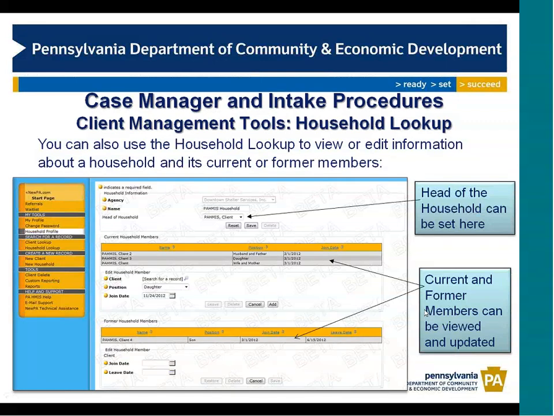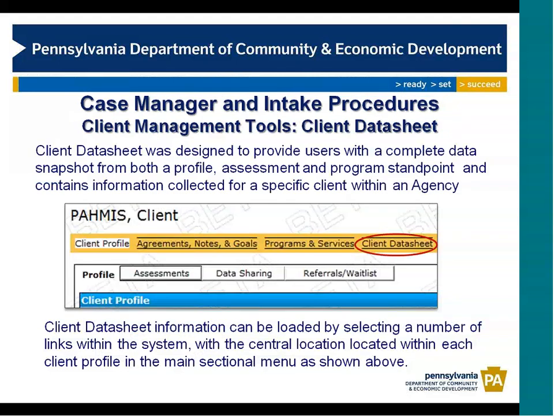Household lookup is pretty much the same process. When you click on that, it'll prompt you for almost like a Google or Yahoo keyword search. You put in the keywords that you're looking for, select the household you want, and here it'll come up with all the current members and former members. They can be edited, changed, added, whatever you need to do with that household to make the configuration correct.